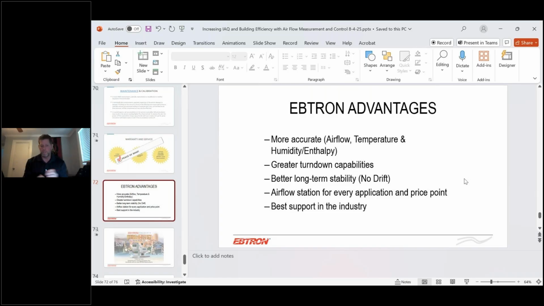And then we have the best support in the industry. When you call the factory, you get human beings to help you on the phone. We have a great representative network. Buckley's a phenomenal representative for us. They've been a representative for us for, I don't even know, 30-some years, and they do a phenomenal job for us.